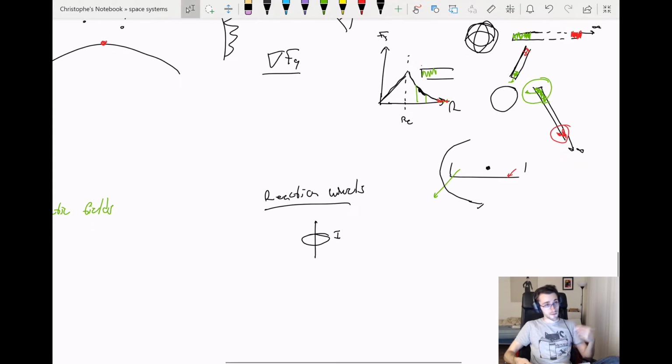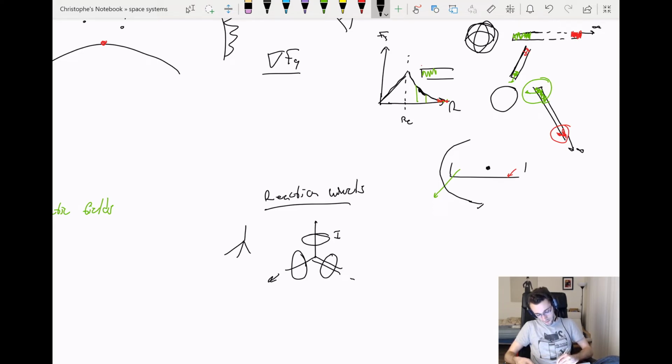Now, similarly to the way that control moment gyros are oriented, you can have them in an orthogonal layout or tetrahedral layout, and you can have one on each of these axes with different speeds. So you can actively control the speeds of each of these wheels to control your rotation in all three axes. Those axes being roll, pitch, and yaw.